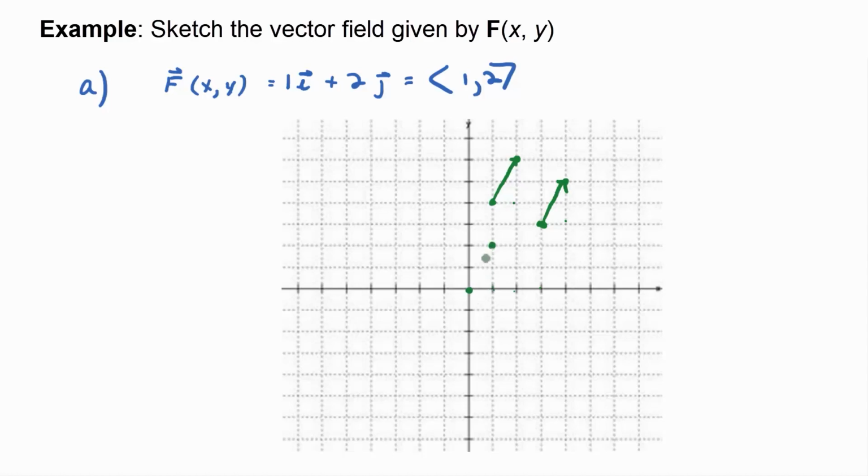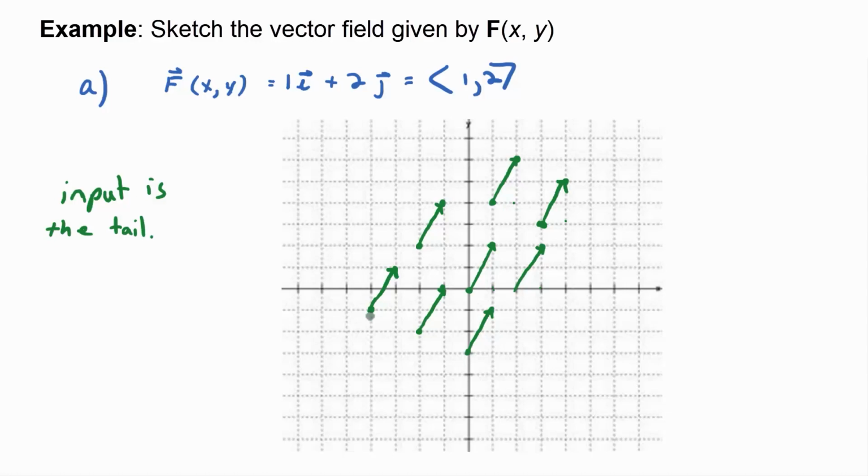Over 1, up 2. And so, over 1, up 2, you get this effect that maybe looks like we're modeling the current in a river, and there are no eddy currents or anything. It's all going in a uniform direction, kind of slanted like so. Over 1, up 2. That makes sense? So it's super easy to plot a constant vector field. Any questions on that?